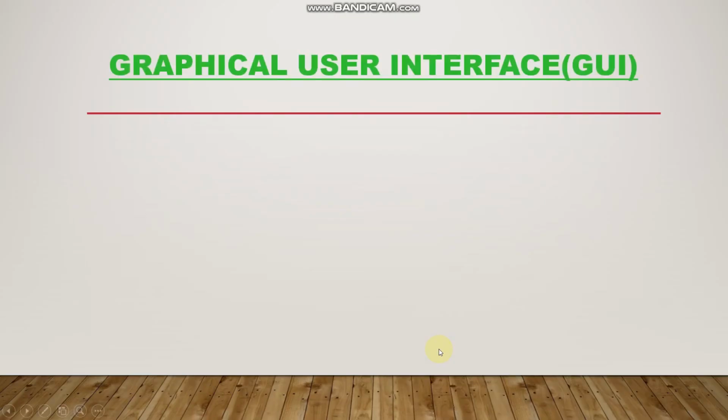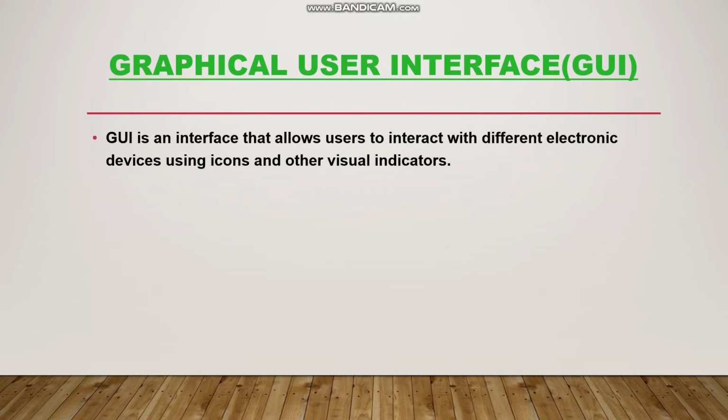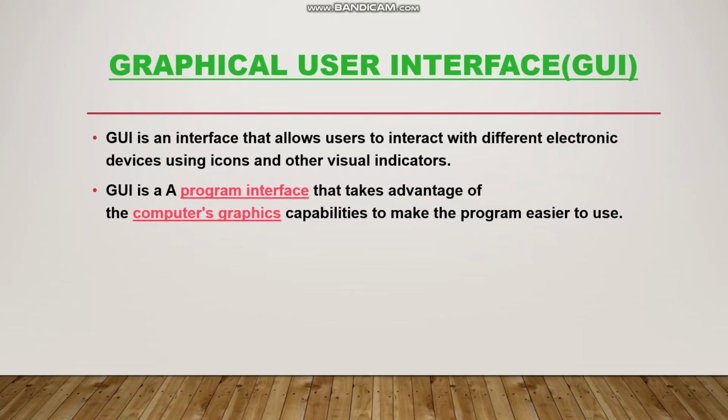Now we'll be actually discussing GUI, that is the graphical user interface. What GUI is all about basically. We'll be starting with the fact that GUI is something that interacts with icons and cursors and comes out with some valuable information. So GUI is more user friendly than CUI. It interacts with different electronic devices. GUI is basically a programming interface that takes advantage of computer graphics and makes it easier for us, the users.